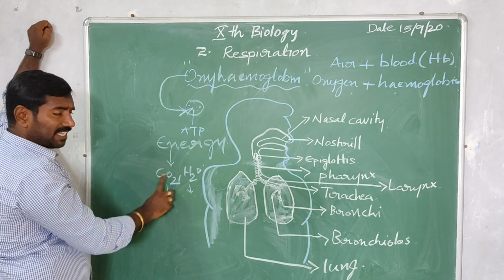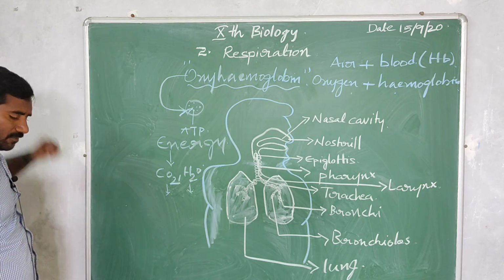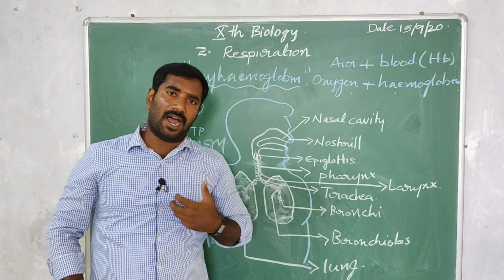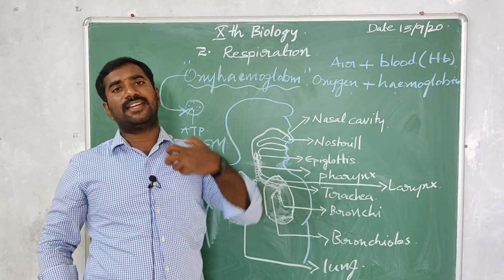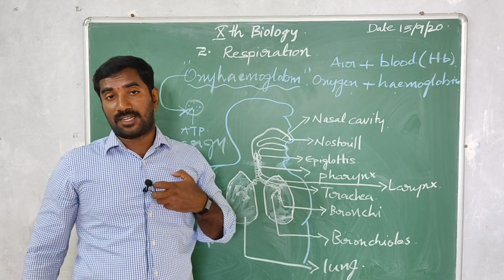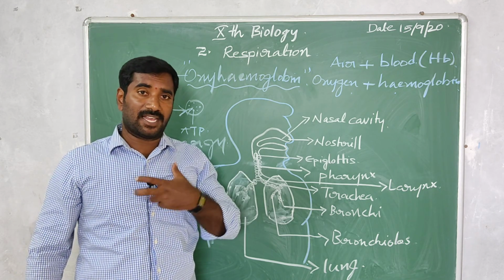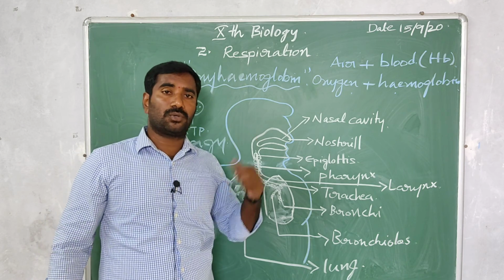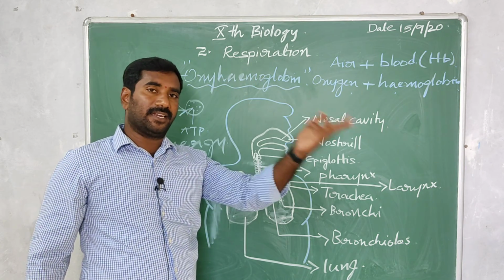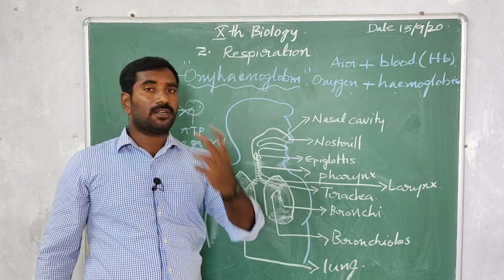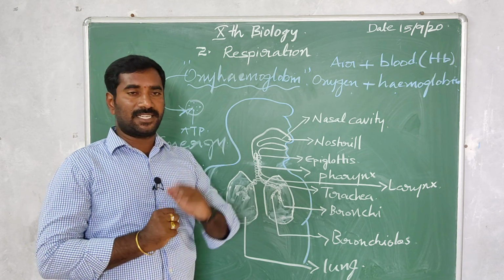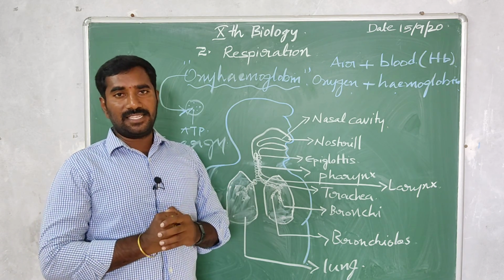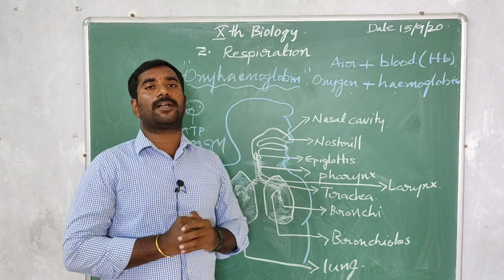These have to be sent out through the blood. The heart sends the blood into all the body parts. In the same way, the blood returns to the heart, and again it reaches the lungs. The waste gases CO2 and water are released out through the nostrils. The air we take in is oxygen, and the air we leave out is carbon dioxide and water.